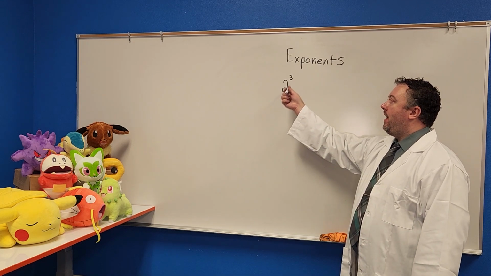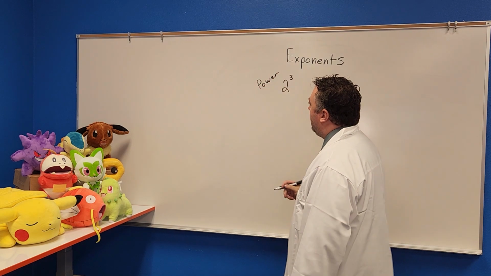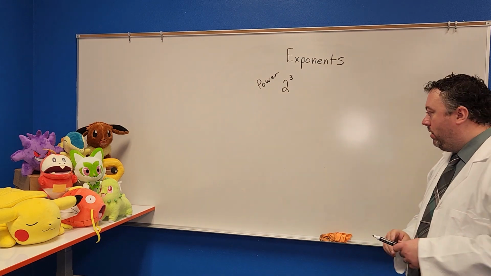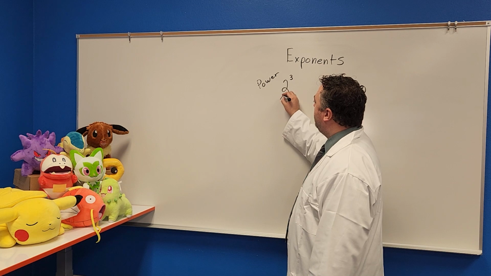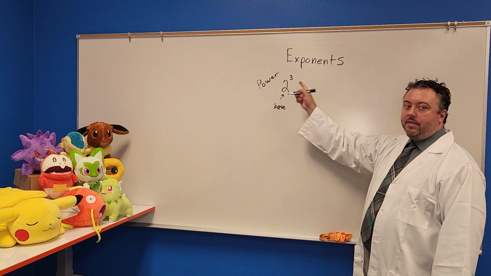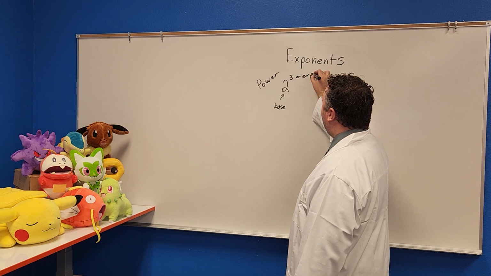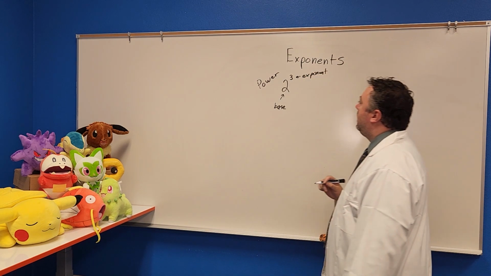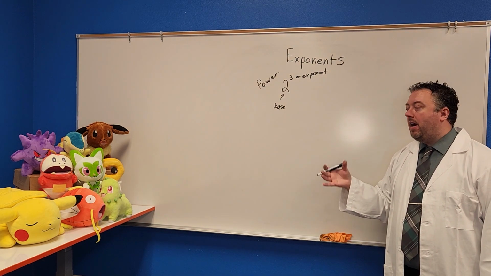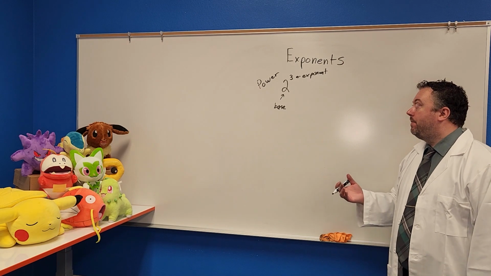Here we have what's known as a power. A power consists of two parts. The 2 represents our base, and this little raised number in the top right represents our exponent. This is sometimes called 2 to the 3rd power, 2 to the power of 3, or sometimes just 2 cubed.